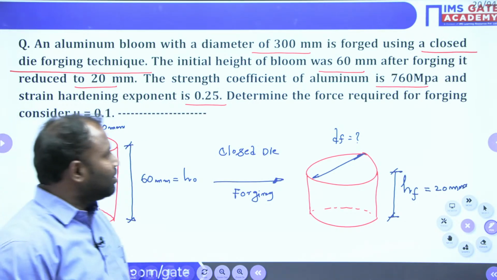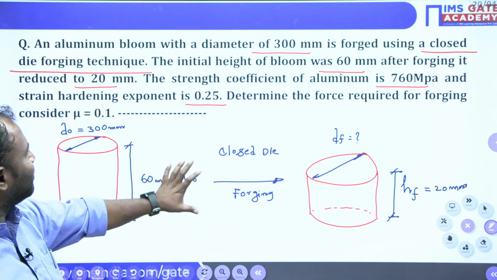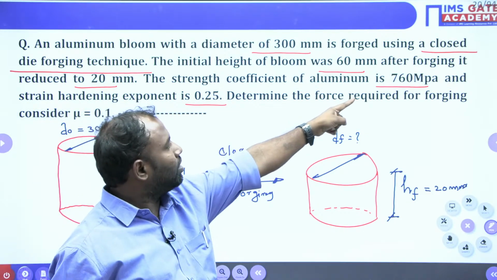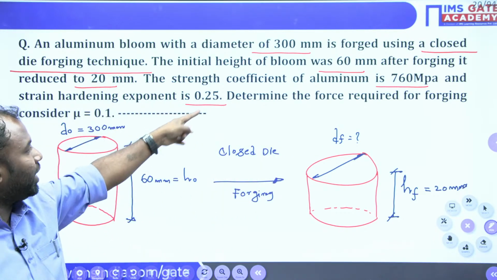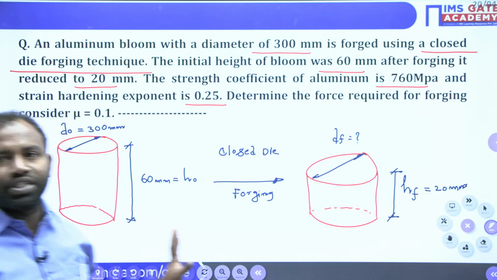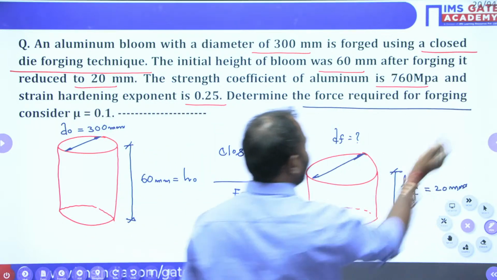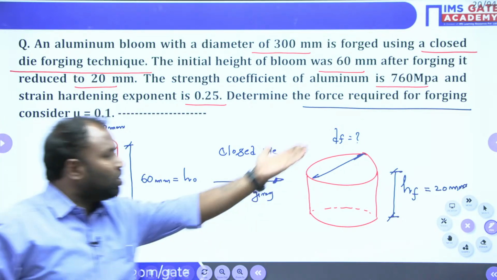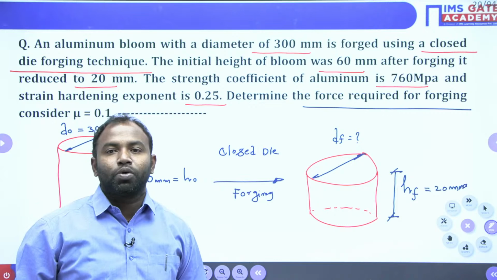Okay, right. Now this is what is happening. For that, the initial data is given, the strain hardening coefficient, the strength coefficient and strain hardening exponent, and also mu is given. Now let us solve this question. What we have to find is the force required for the forging operation. The component is reduced from 60 mm height to 20 mm height, so what is the force required? That is what we are supposed to find.